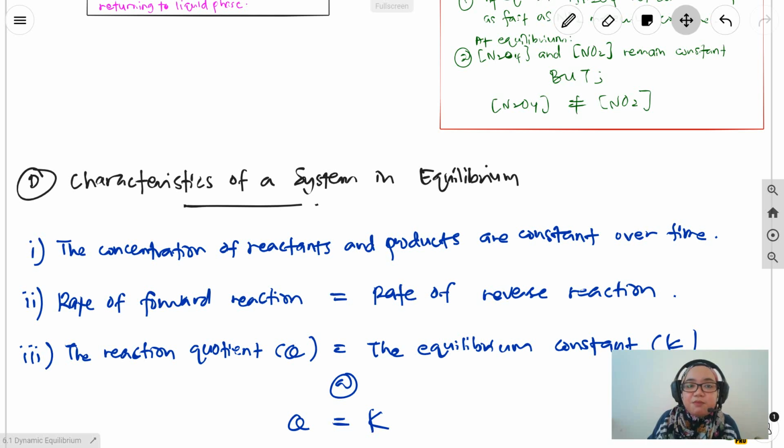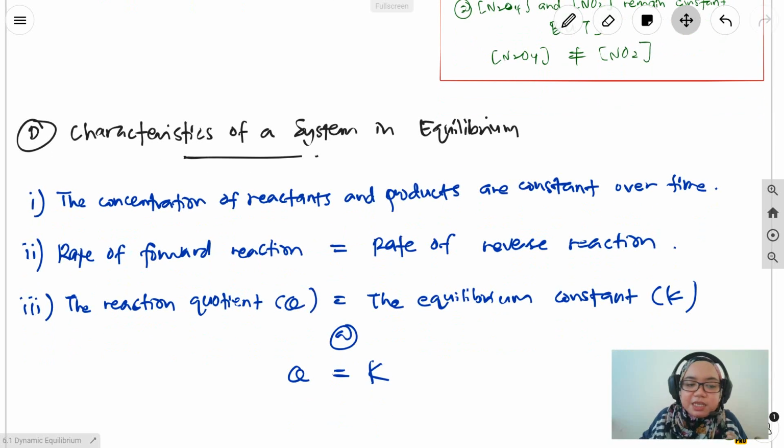So for a system to be in a state of equilibrium, the concentration of the reactants and products are constant over time. So if the concentration of reactant and products are constant over time, that is one of the characteristic to say that the system is already in an equilibrium state. Second one is the rate of forward reaction is equal to the rate of reverse reaction. So this is also one of the characteristic for a system to be in equilibrium.